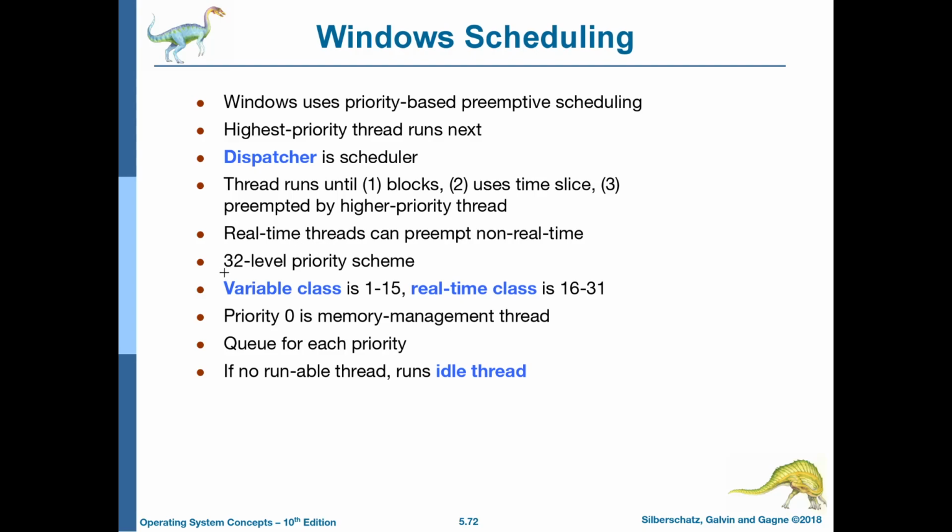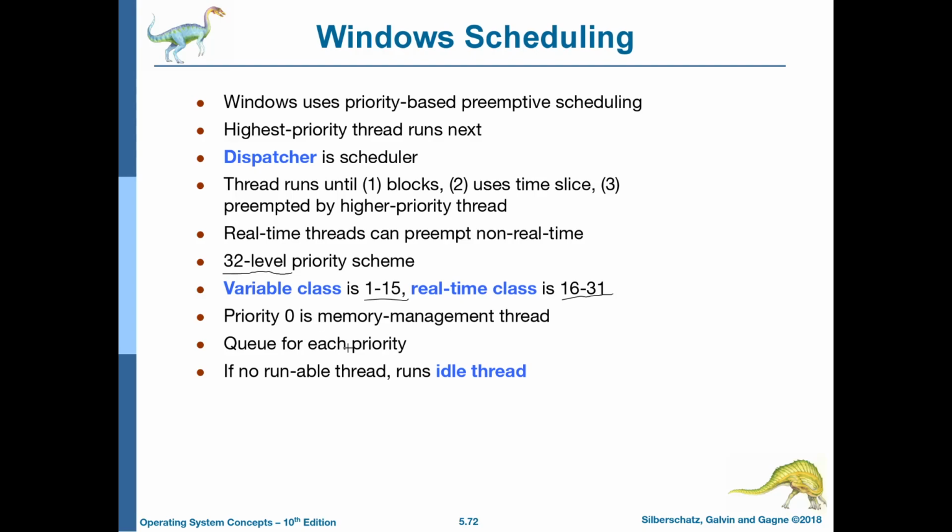There are 32 levels of priority in the Windows scheduling model. You have a real-time class that ranges from 16 to 31. Again, it is soft real-time. And then you have a normal scheduling class, not real time, between priority classes 1 through 15. Priority 0 was, of course, for the memory management thread. Nothing else could run there.